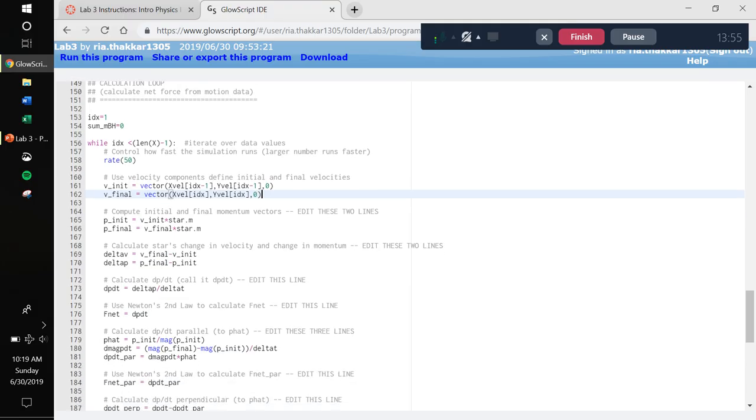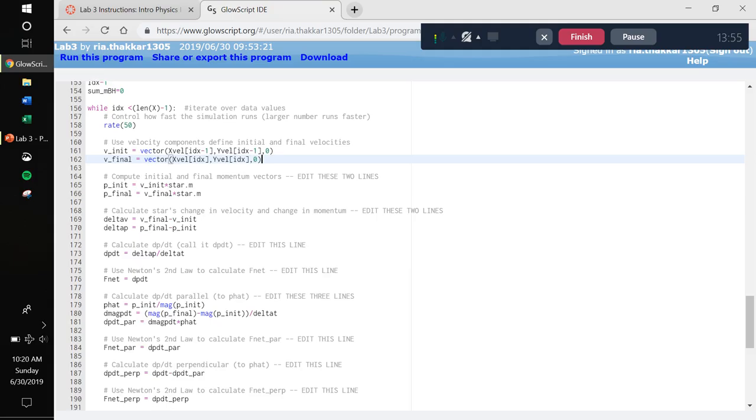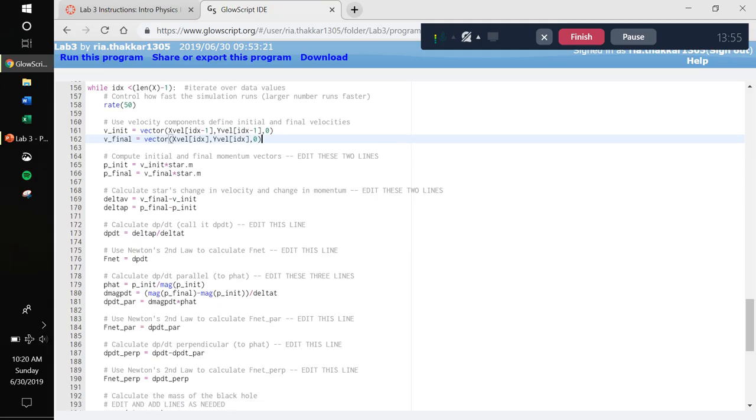So we know that the initial momentum is just the initial velocity multiplied by the mass of the star. Similarly, the final momentum is the final velocity multiplied by the mass of the star. And then we know delta V and delta P are their respective final values subtracted by their respective initial values. So we know dp dt is delta P, which is the change in momentum over the change in time. And using Newton's second law, we know dp dt in this case is equal to F net because there is only one force acting upon the star.